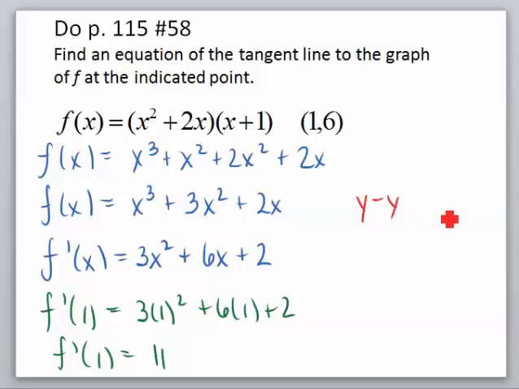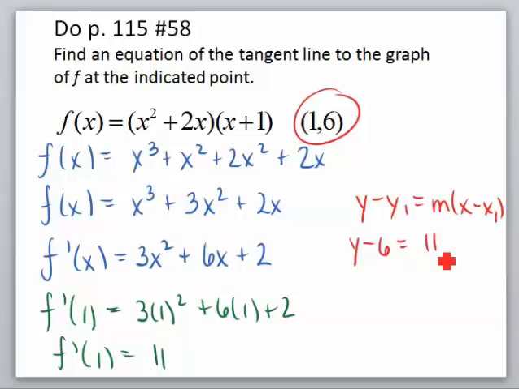In order to have an equation of a tangent line to the curve, we need a point and a slope. We now have that. Here's my point, here's my slope. The equation is y minus 6 equals 11 times x minus 1.